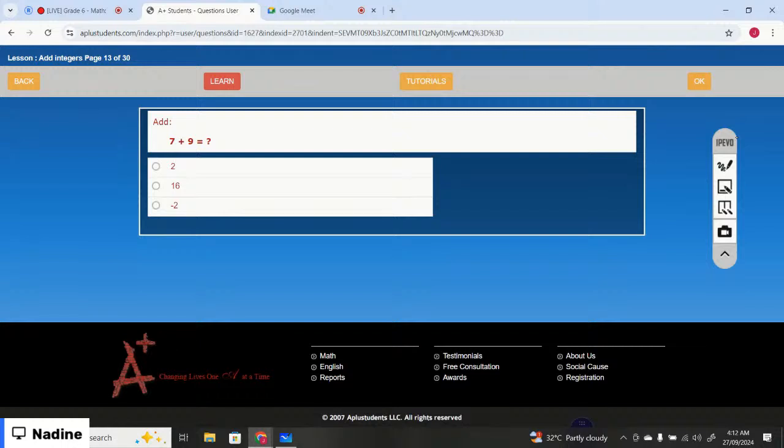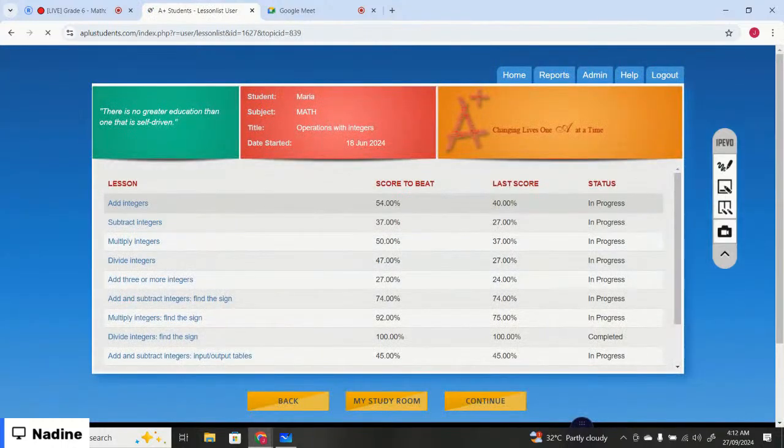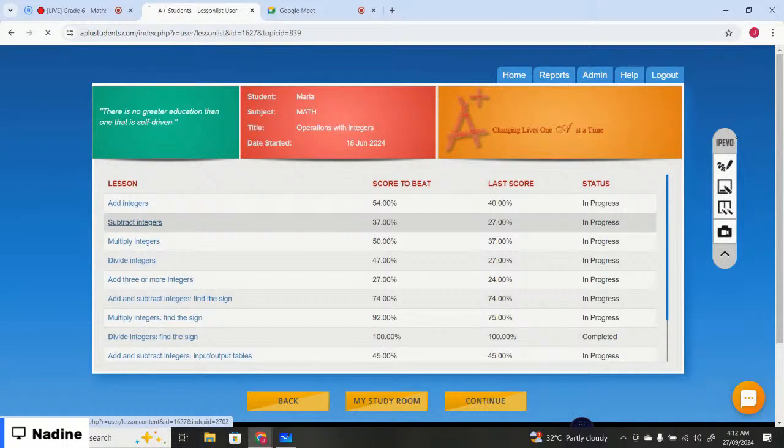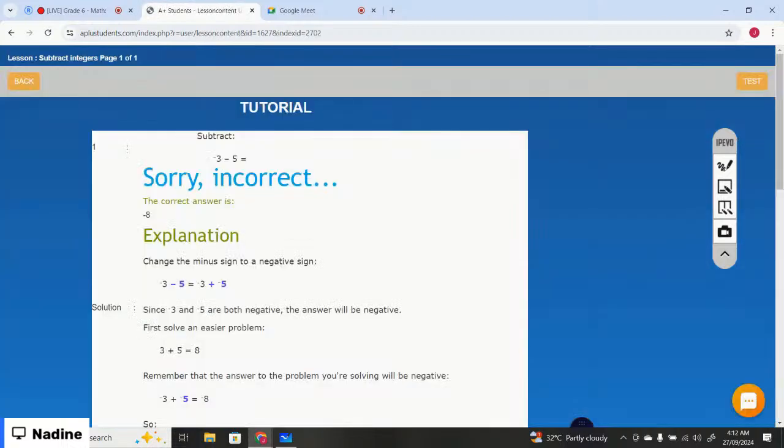Okay, so you can complete the lesson by yourself later today. Let me just move on to the next lesson, that is subtracting integers. The next lesson is subtract integers.